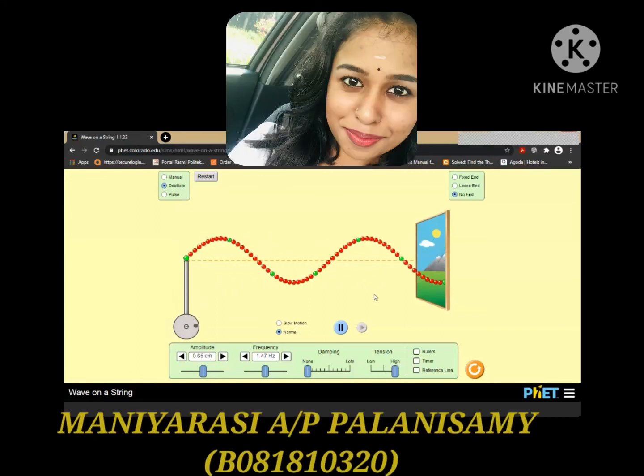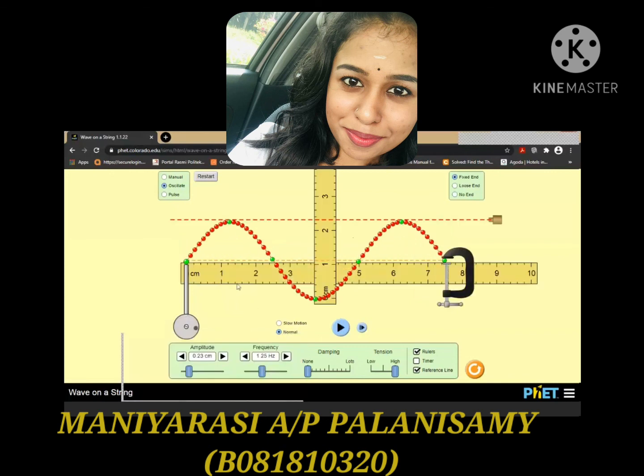So, calculate and demonstrate a standing wave. This is a standing wave. The amplitude is 0.23 from here to here. The frequency is 1.25. So lambda is from here to here. Here is 5.